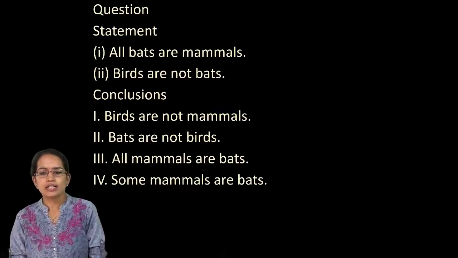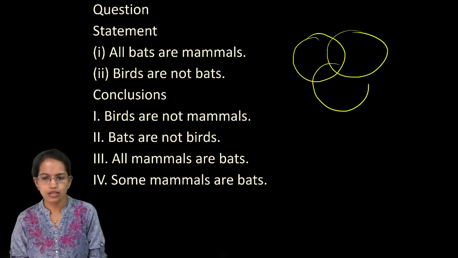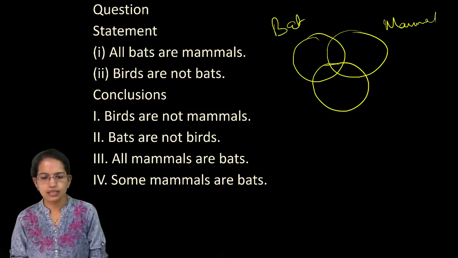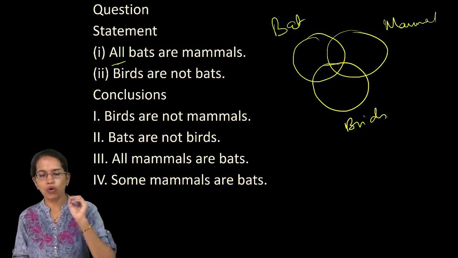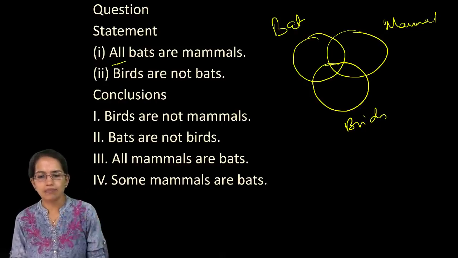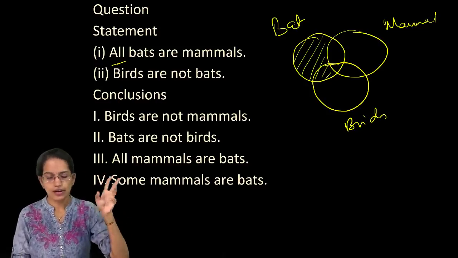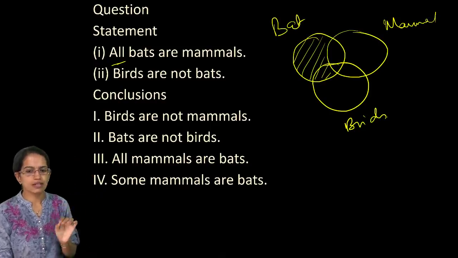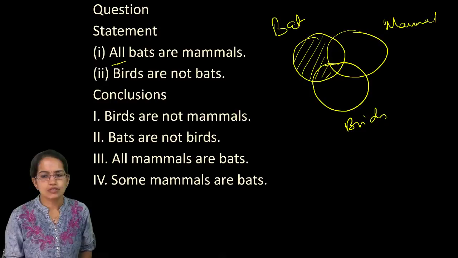The next is a question on syllogism. So, you have bats, mammals and birds. The first statement is all. So whenever there is all, we first take that. So all bats are mammals. That means bats are not in this region. Refer the class on syllogism again if you have doubt. A very simple strategy. Birds are not bats. So birds cannot be bats. So the only region that is left here is this. I would shade this also because this is not a possible combination.